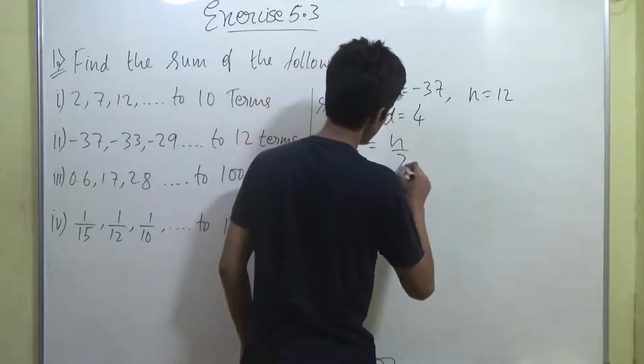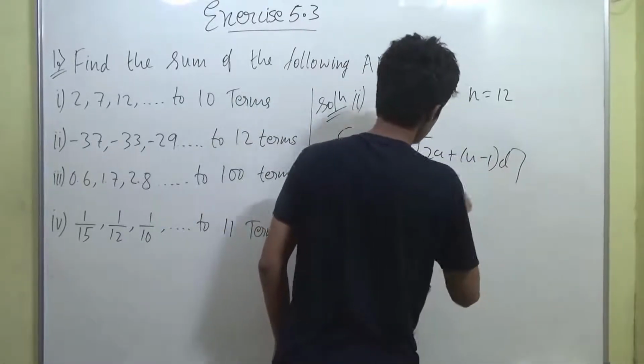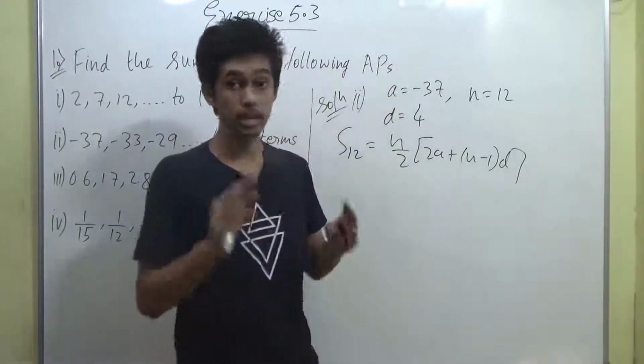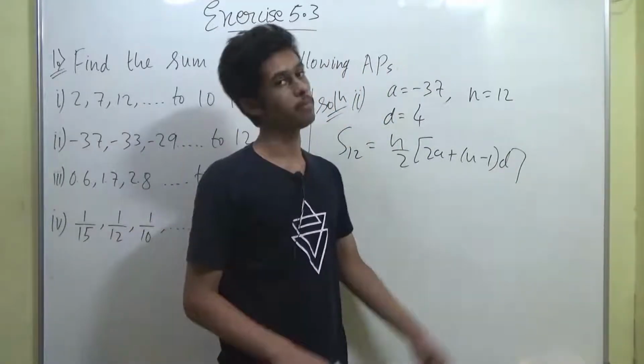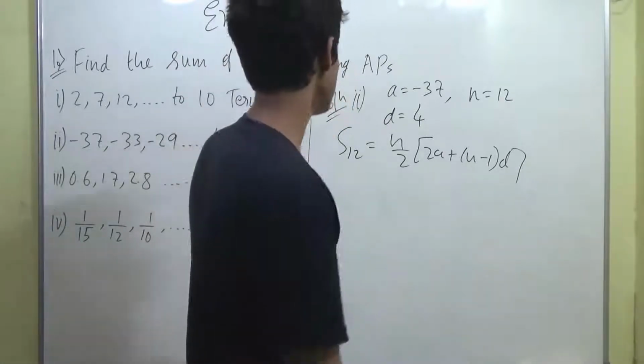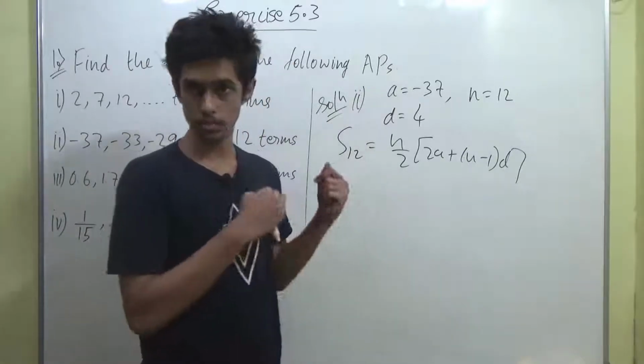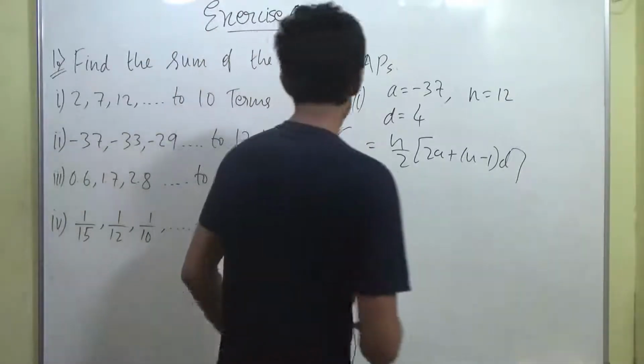So S of 12 equal to n by 2 (2a plus (n minus 1) into d). So as I said, you guys will be using this formula n number of times, and it will get memorized in your mind automatically, right? So if you haven't memorized this formula yet, please memorize it. It's a very useful formula, right?